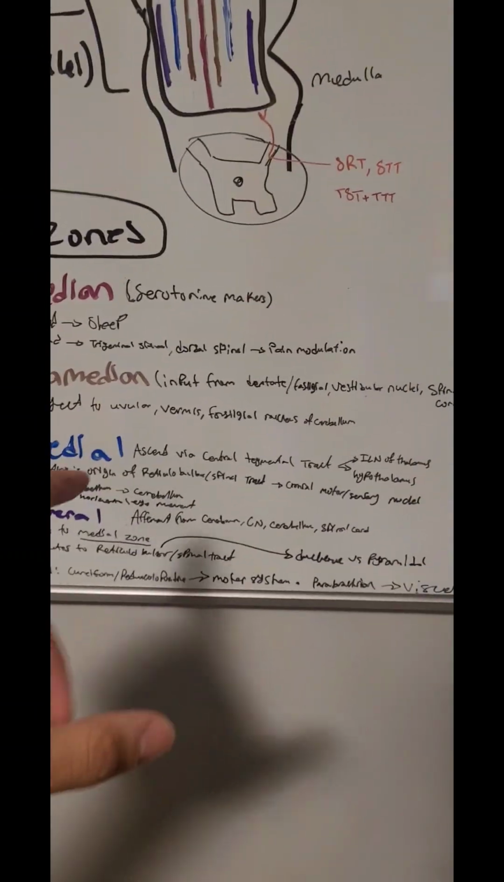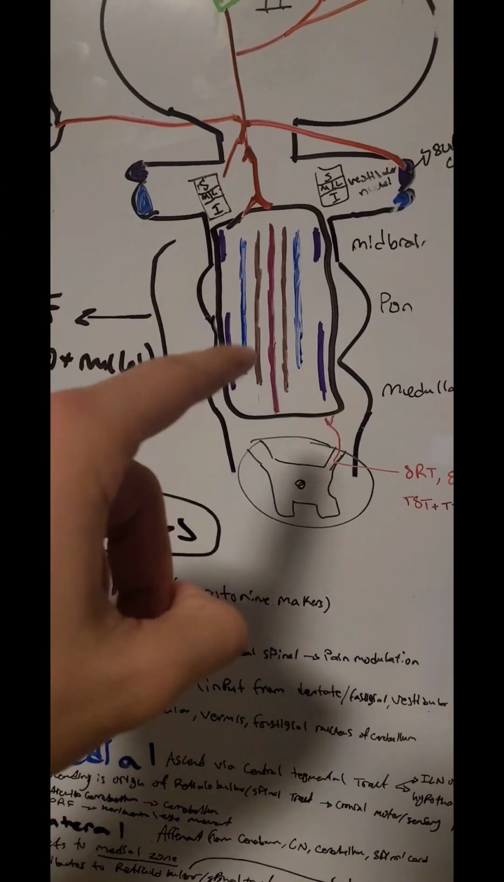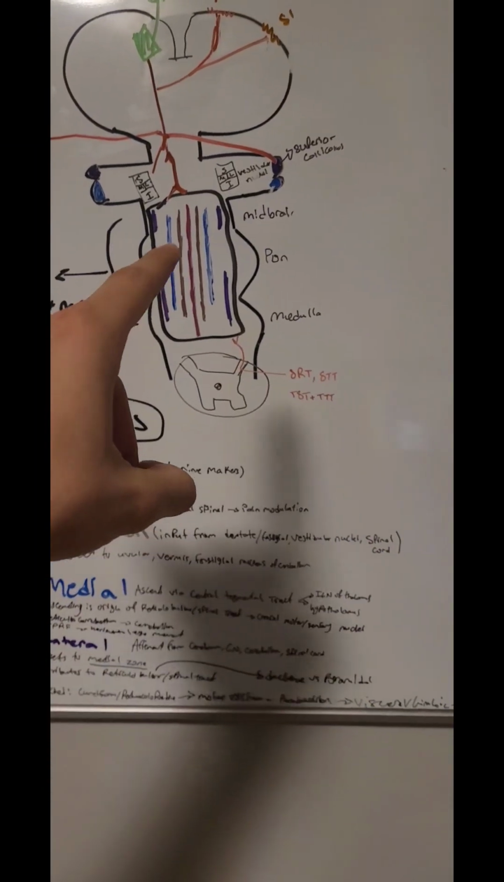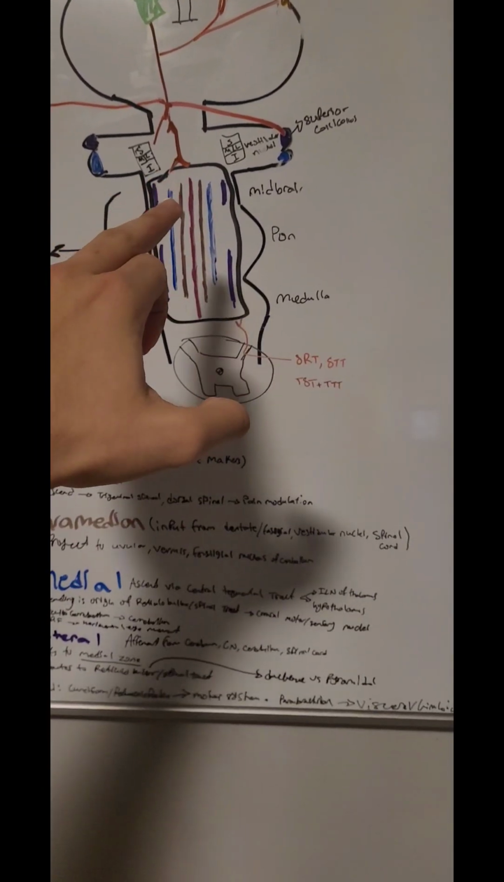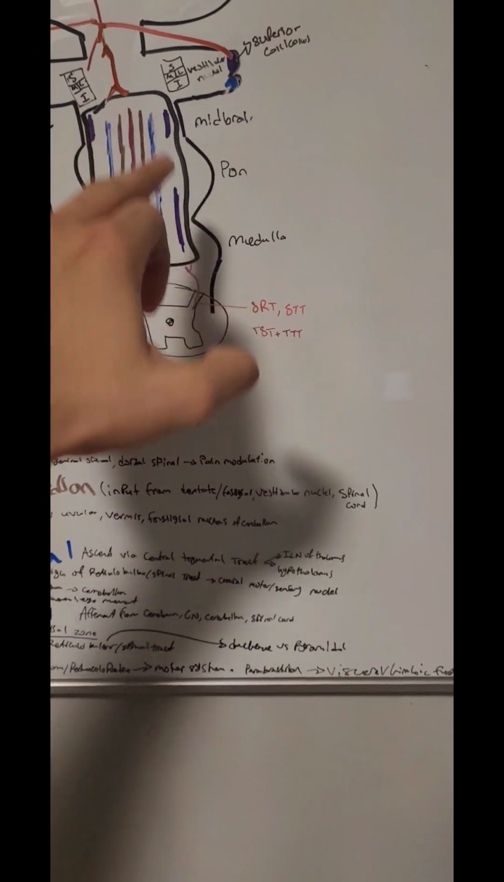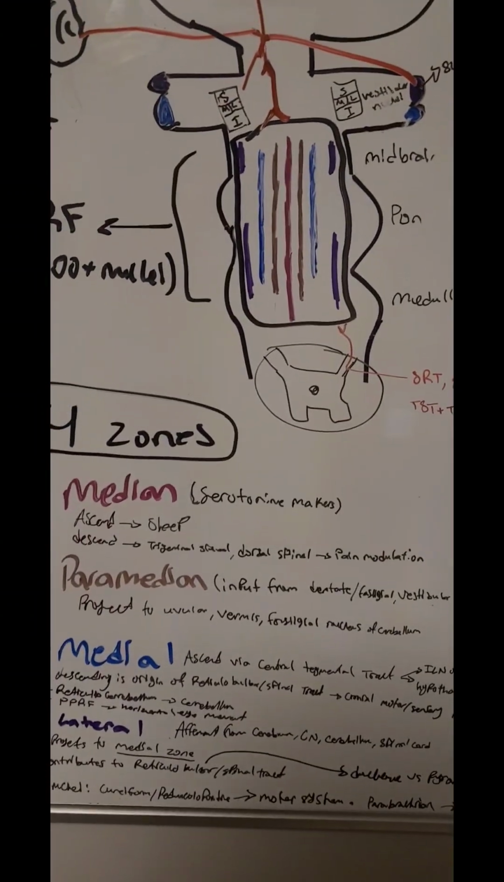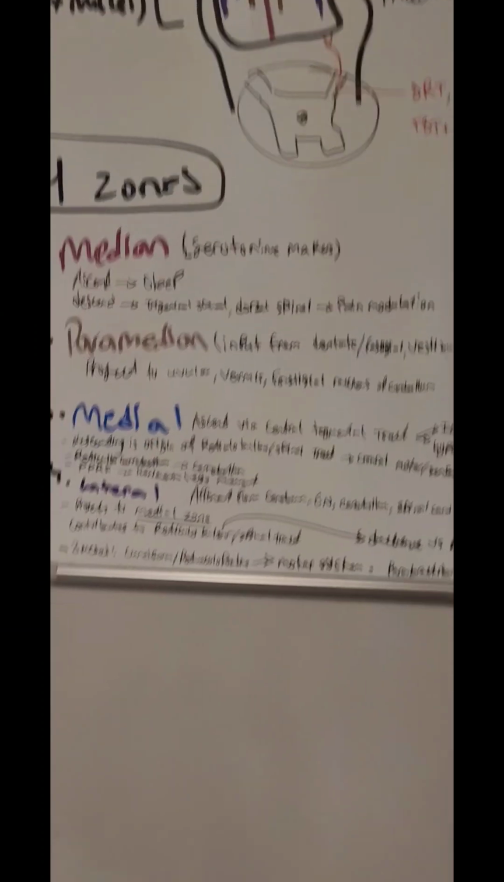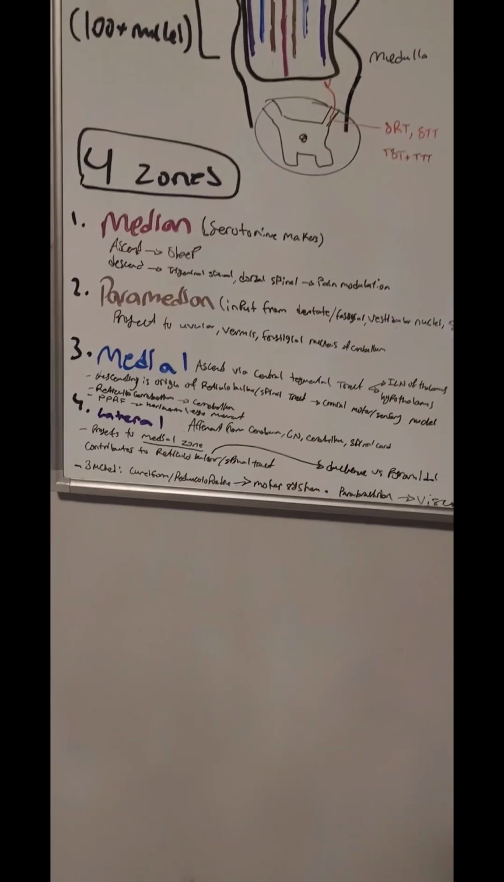Then we have the paramedian, which sits a little outside. So I've shown these guys right here. Here's the median, the paramedian. This one was the median. The brown was the paramedian. This guy was the medial, and these two are the laterals. Okay, that's that.